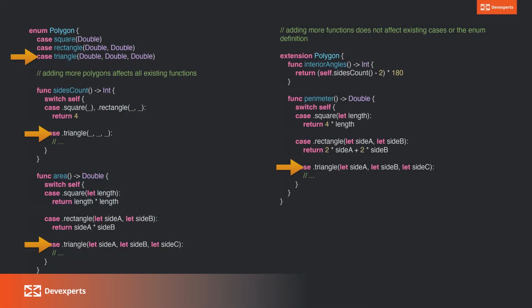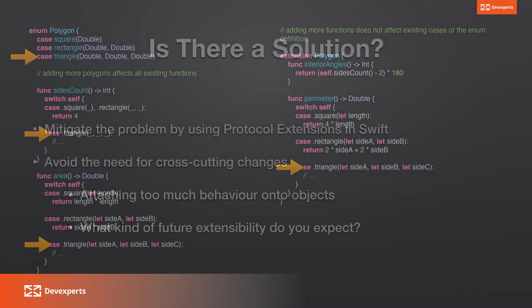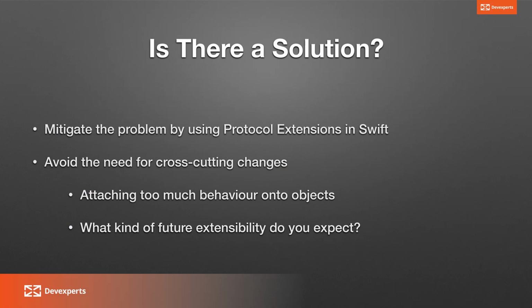But here, if I want to add more shapes, then we run into a bit of a problem maybe, because again, I need to make changes in all of my existing implementation, and well, this might not always be possible or desirable. So basically, I'm in the opposite situation compared to the previous example. So that's the expression problem.